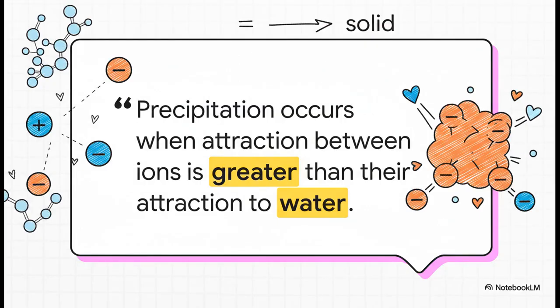This whole reaction, which we call precipitation, it's basically a competition. It all just comes down to who's more attractive. Are the ions more attracted to the water, or are they more attracted to each other? If of each other, boom, they pair up and form a solid.